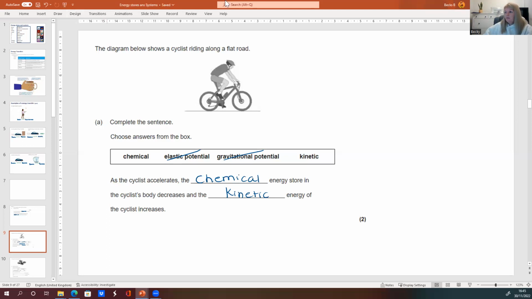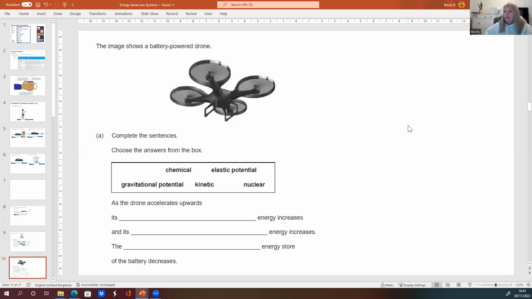Okay, we've got one more. So we've got an image that shows a battery-powered drone. Again, complete the sentences, choose the answers from the box. Don't put in your own words, you're just choosing the ones from the box. Okay, I'll give you a minute.